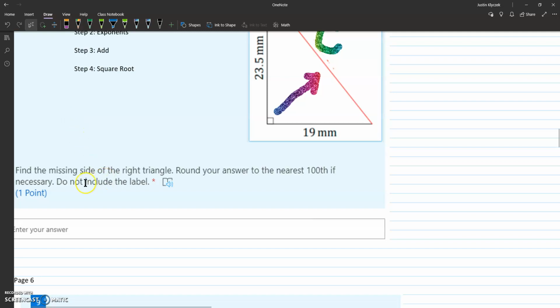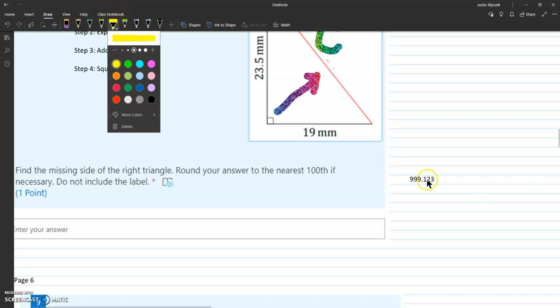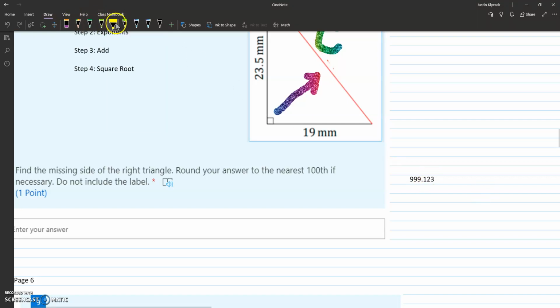So for this one, this is not the right answer, but let's just suppose the answer was 999.123. And I said round to the nearest hundredth. Well, the 2 is in the hundredth spot. And the rule for rounding is to look to the right of the 2 to see if it goes up. So there's a 3 next to it. 5 or more raise the score, 4 or less let it rest. So this is not round up.